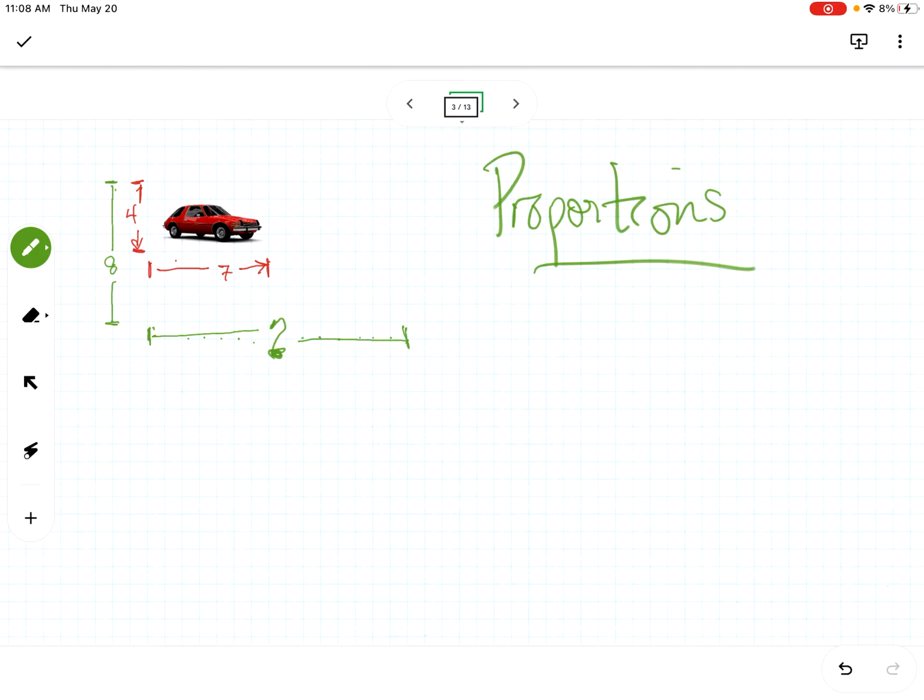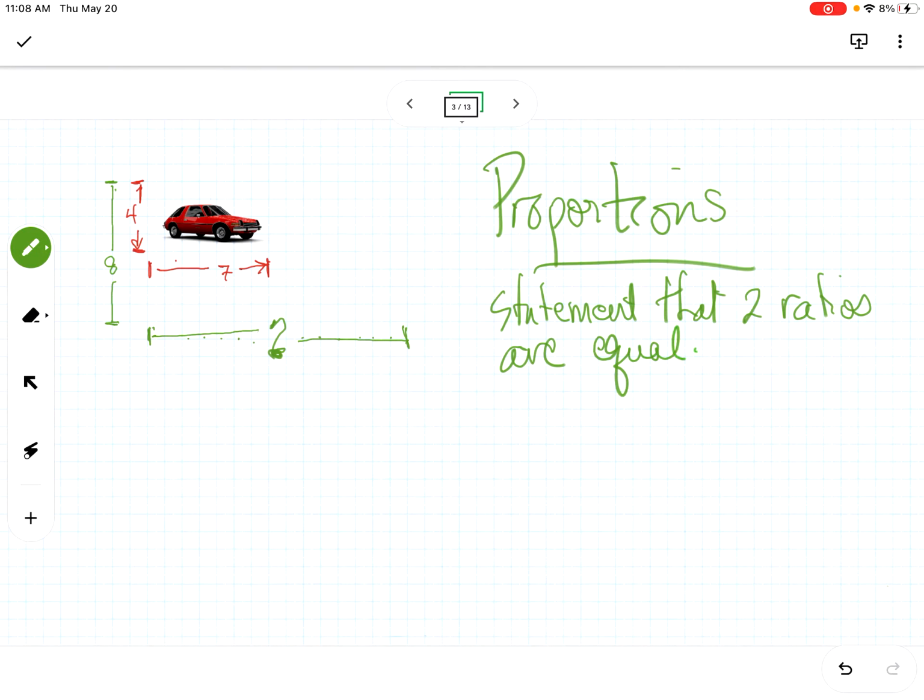A proportion is a statement that two ratios are equal. In the previous video, we talked about what a ratio is. So clearly proportions are made out of ratios.